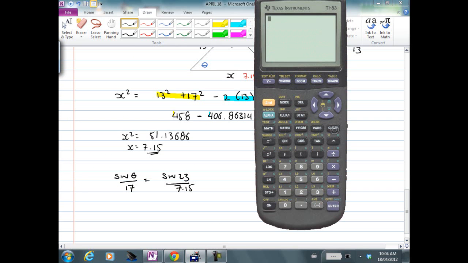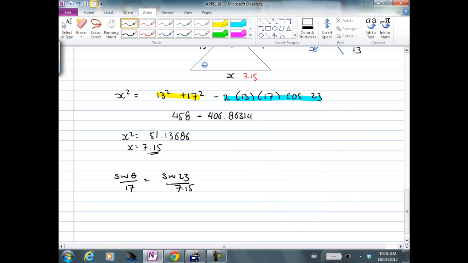Okay, so again, I'm going to work with you. Sine 23, nothing too bad, divided by 7.15 gets you that number, times 17, and then I go inverse sine 0.9290, as many decimal places. It gives you 68.3 degrees. So this angle right here is 68.3 degrees. Voila. This is how we use Cos Law.